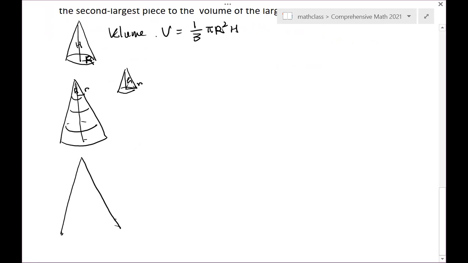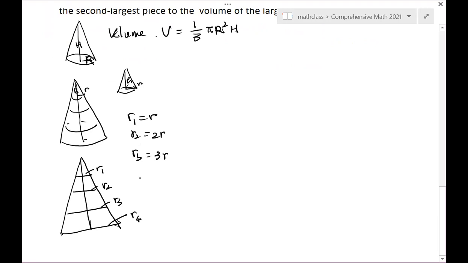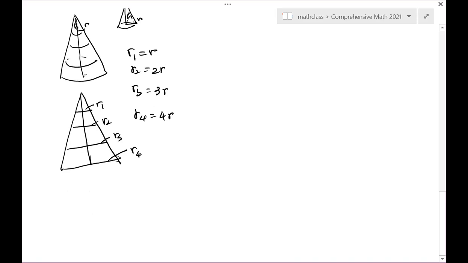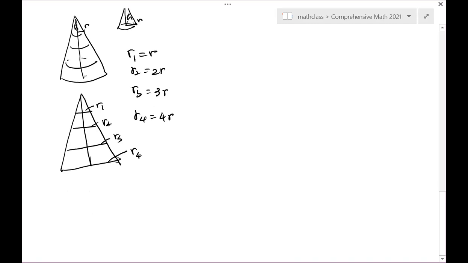Then let's see, this is the triangle in the middle. I cut it, so this is 1, 2, 3. The radius of this one is R1, that one R2, that one R3, that one R4. I want to find the relationship. R1 is R, R2 is going to be 2R, R3 is 3R and R4 is going to be 4R. That's just because of the similarity of triangles. I'm going to prove why it looks obvious: for example, I want to show you why R2 is going to be 2R. Okay, this is a triangle, right?